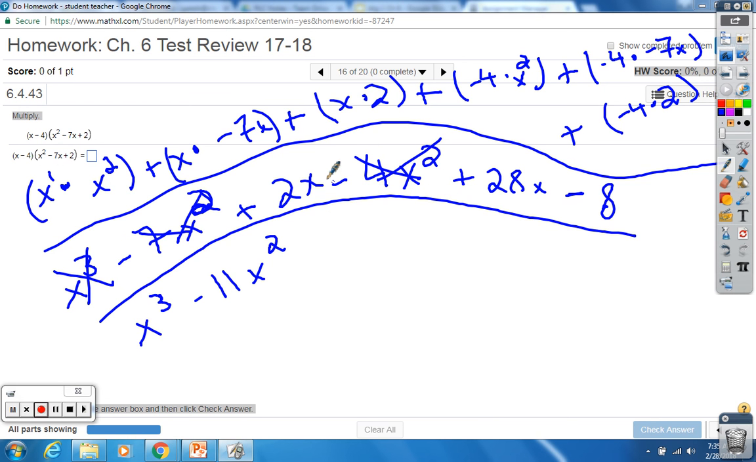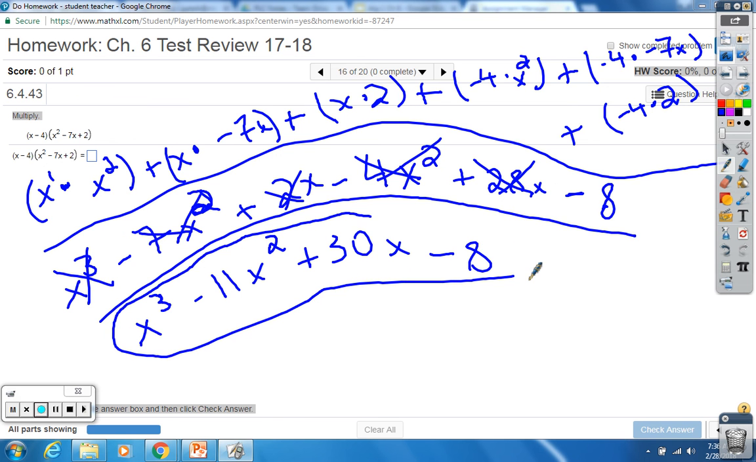Alright. And so we've taken care of these. Now we'll also have to combine this 2x and this 28x. That'll give us 30x. So cross those off. Then the last thing we have left here is negative 8, and I'll just have to carry that down. So this would be our final answer here.